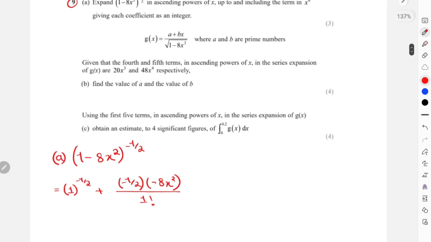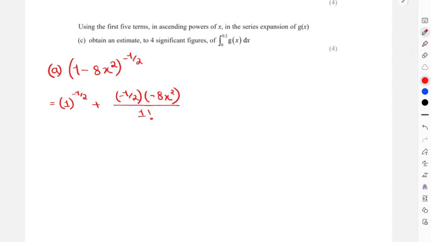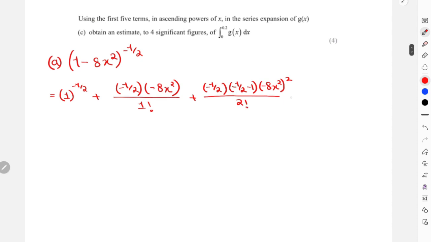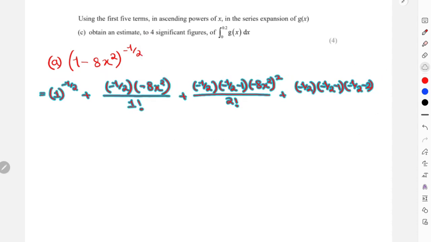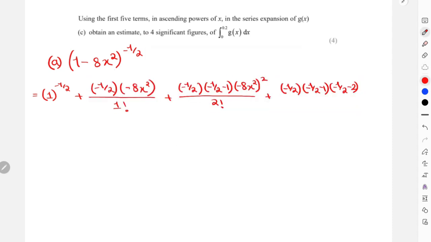We want to find this term up to x power 6 over here. Okay, x power 6 is basically what? x square power 3. That means up to the third term over here. So minus half, minus 1, minus 8x square, whole square divided by 2 factorial. And then the next one would be minus half, minus 1, minus half, minus 2, minus 8x square power 3 divided by 3 factorial, and obviously with the plus dot dot dot sign.